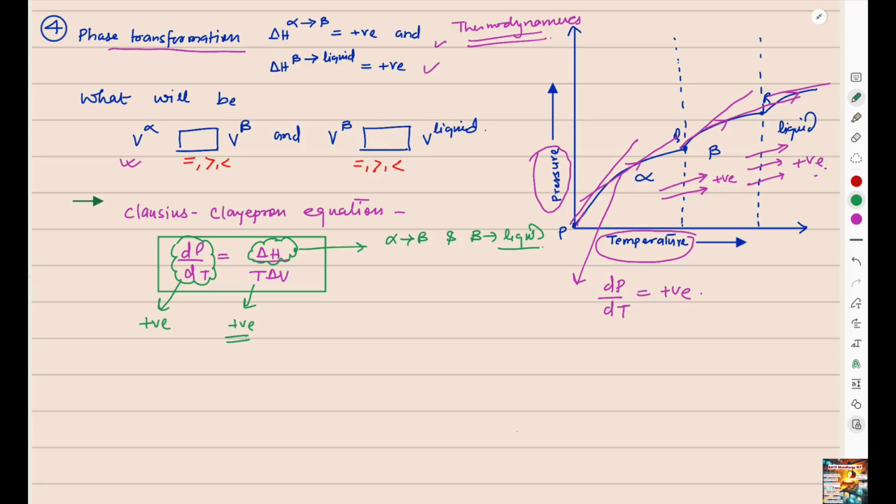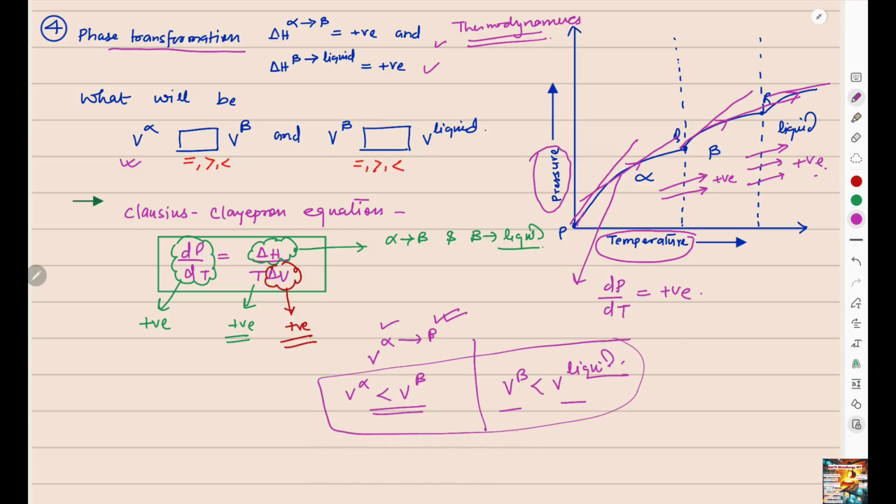So we can easily say that for the phase transformation, the delta V term, that is the change in volume term, is also positive. So what do we mean by saying that? That means when there is a phase transformation from alpha to beta, we will see that volume of the beta phase is larger than volume of the alpha phase. So we will write V alpha is less than V beta. Similarly, we can write V beta is less than V liquid. That is, volume of the liquid phase is more than volume of the beta phase. So for this case, this is the correct combination of answers.